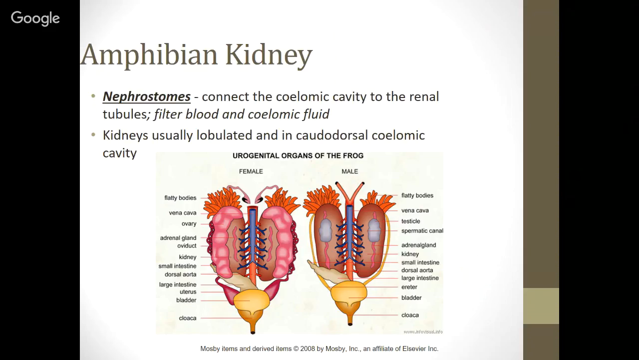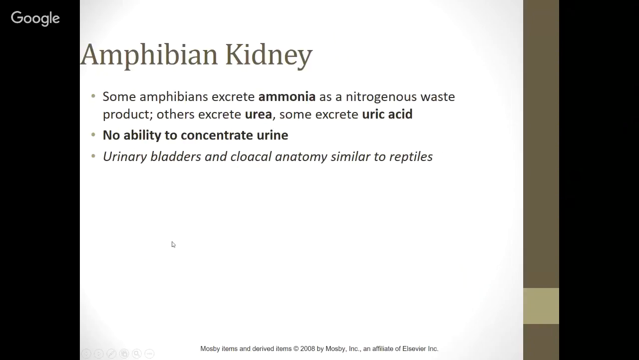Nephrostomes connect the coelomic cavity to the renal tubules and filter blood and coelomic fluid. The kidneys are usually lobulated and in the caudodorsal coelomic cavity. So within the amphibian kidney, they have nephrostomes, which are a little bit different from what we see with mammals and other reptiles. Some amphibians excrete ammonia as nitrogenous waste. Others excrete urea, and some excrete uric acid. Do you remember what an avian will excrete as the nitrogenous waste? It's uric acid. Amphibians also have no ability to concentrate urine.